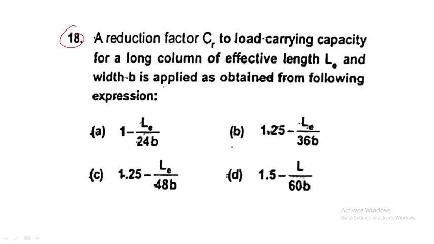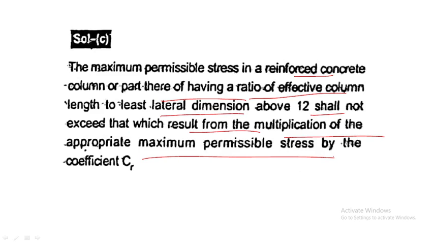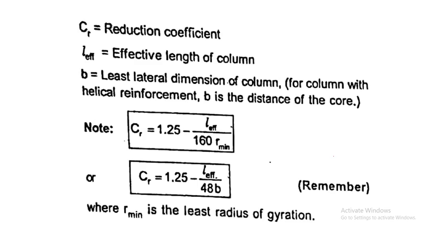Next question. A reduction factor CR to load carrying capacity for a long column of effective length L and width B is applied as obtained from the following expression. How can you get this one? The maximum permissible stress in a reinforced concrete column having the ratio of effective column length to least lateral dimension above 12 shall not exceed that which results from the multiplication of the appropriate maximum permissible stress by the coefficient CR. CR is a reduction coefficient, and L effective is the effective length of the column.